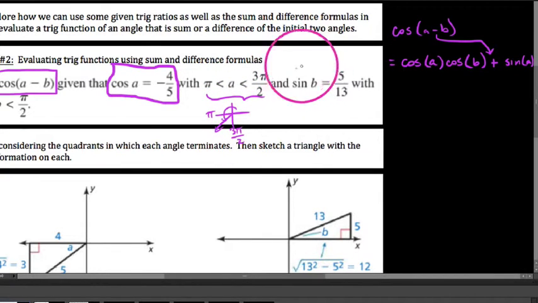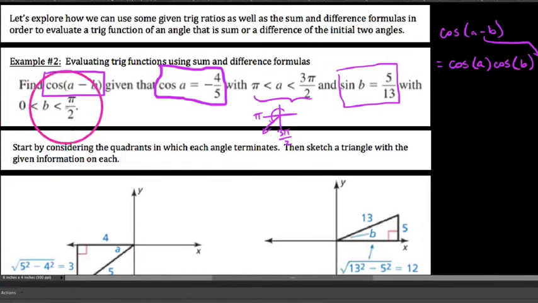Likewise, we're being told that the sine of some angle B is equal to 5/13. So now we know two other parts of a right triangle, and we're told that this angle B is between 0 and pi halves, or 0 and 90 degrees. So this angle is just some angle in the first quadrant. With all of this being said, we would start by considering the quadrants in which each of these angles terminates. The first one terminates up here, I could draw a triangle there, and this last one terminates down here, I could draw a triangle here.